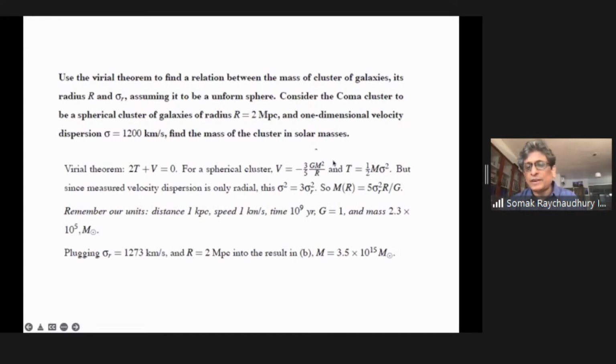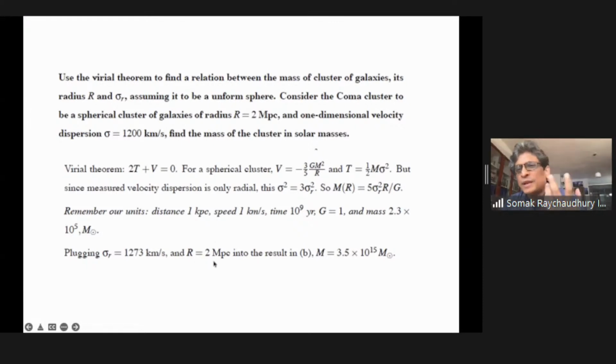And once you do that, you bring it all together. 2T plus V for the spherical cluster is minus 3/5 GM squared over R. T is 1/2 M sigma squared, and you multiply that by 3, because sigma_r squared is measured from that histogram. So M, the total mass of the cluster, is the dynamical mass. It has nothing to do with the galaxies you see. It is the mass that causes the random motion of galaxies in there. Its total mass includes dark matter, and is actually dominated by dark matter. It is this quantity: 5 sigma_r squared R divided by G.